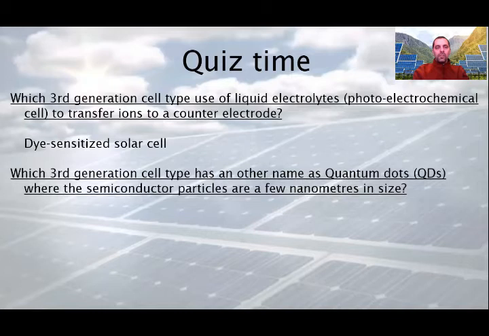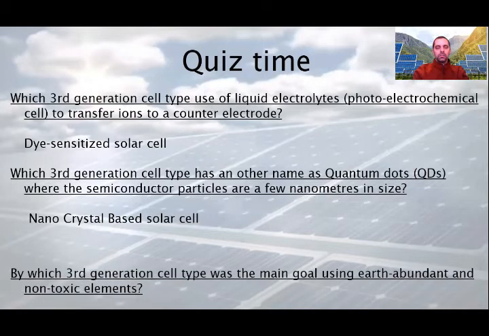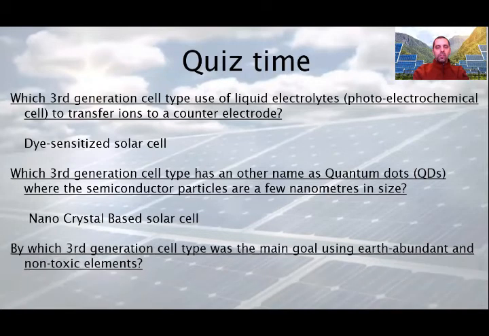Which third generation cell type has another name, quantum dots, where the semiconductor particles are a few nanometers in size? The nanocrystal-based solar cell. Which third generation cell type has the main goal of using earth-abundant and non-toxic elements? This is the copper-zinc-tin sulfide solar cell.